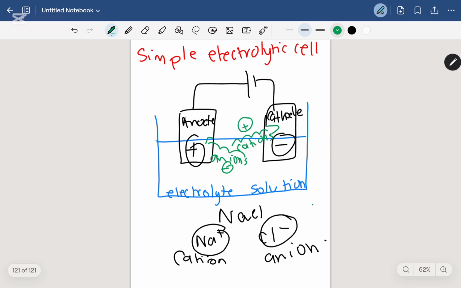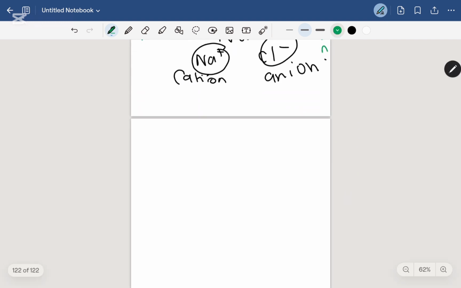Okay, now here is a really important part. What happens at the anode is oxidation. And what happens at the cathode is reduction. So remember, the thing that goes to the anode undergoes oxidation, whereas the thing that goes to the cathode undergoes reduction.